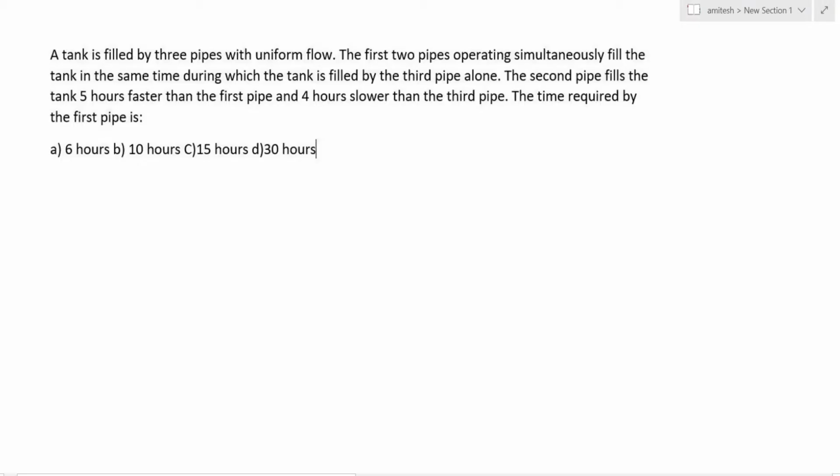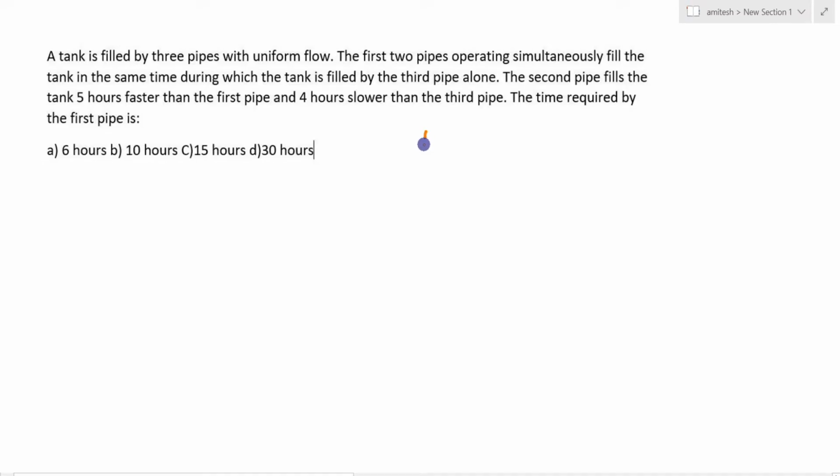A tank is filled by three pipes with uniform flow. The first two pipes operating simultaneously fill the tank in the same time, during which the tank is filled by the third pipe alone. The second pipe fills the tank 5 hours faster than the first pipe and 4 hours slower than the third pipe. The time required by the first pipe is, see what is given in the question.